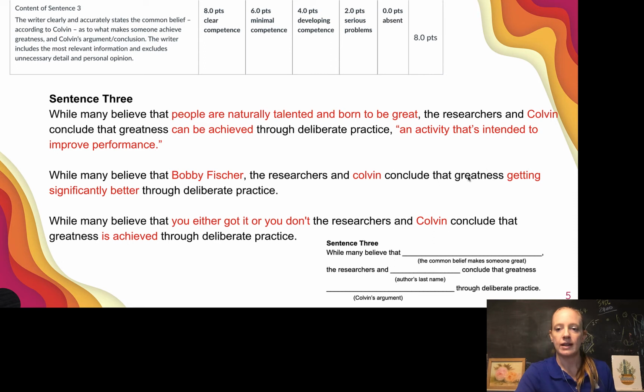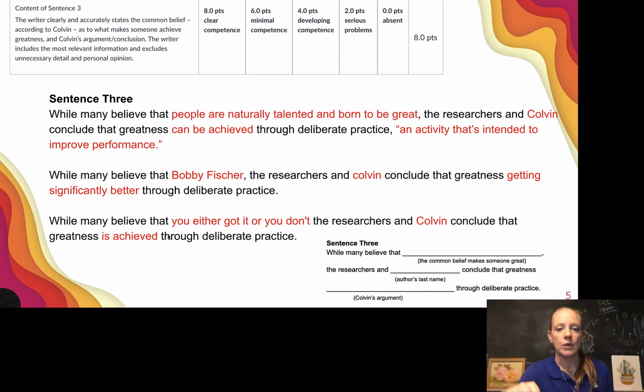And then greatness, getting significantly better. So this person just paraphrased the word greatness. Unfortunately, that doesn't make sense in the sentence. So this is going to be in the 1 or maybe the 2 range. So I probably would bump it up to a 2 just because, again, I like giving people credit for where I can. The final one.